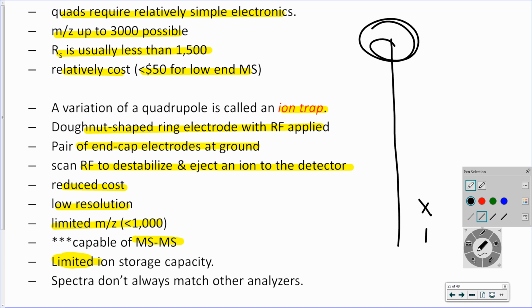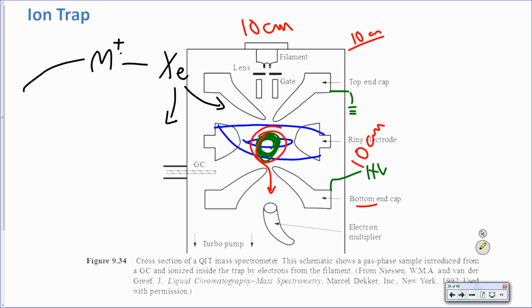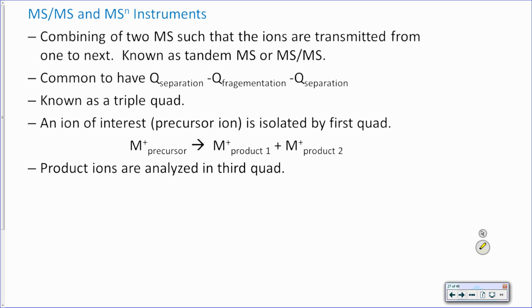Now, one of the downsides to it that's most significant is that the mass spectra don't always match that of other analyzers. The way that it acquires the spectra is a little bit different, so things don't exactly match up. Now, I mentioned the term MSMS.